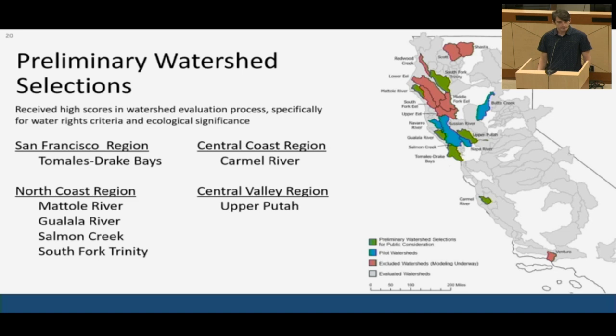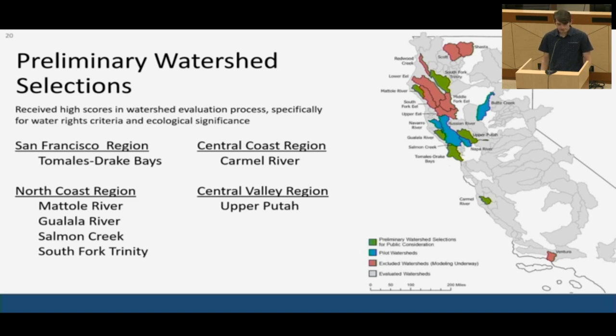Other watersheds that we have evaluated but were not under the preliminary selections are shown in gray. And watersheds in white were not included in the evaluation process either due to known existing efforts or because they were outside of the scope of this effort.